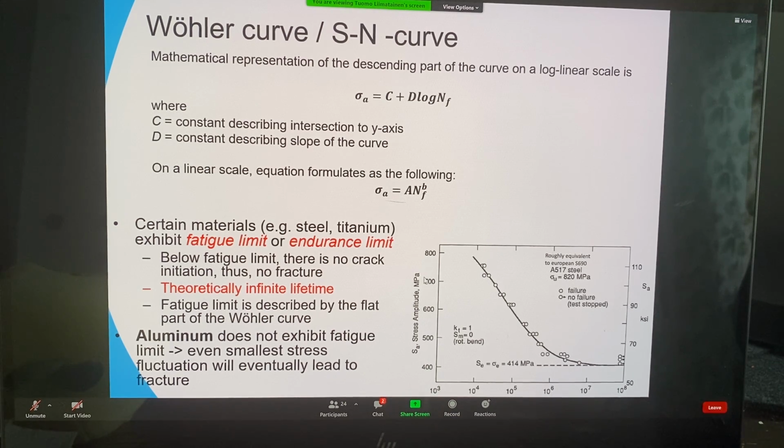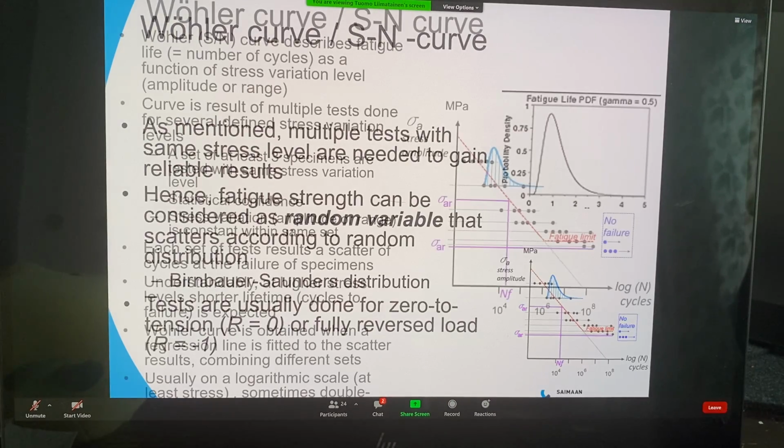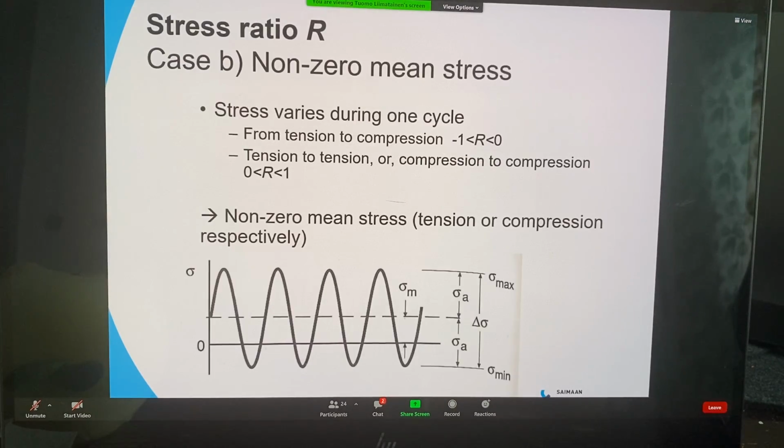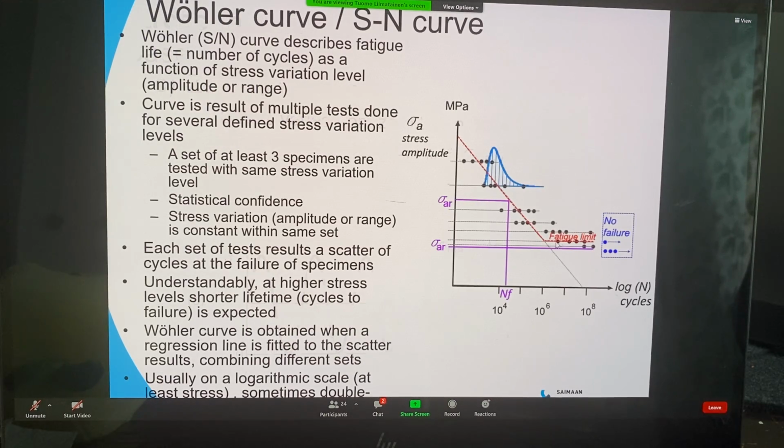And previously we already spoke that there is a knee point in the Wöhler curve. Where was it, the picture? Here. At some point, you can see that this curve is going horizontal. That's called the fatigue limit.